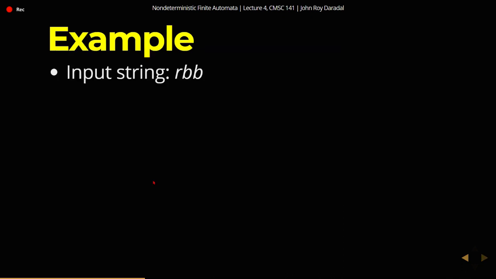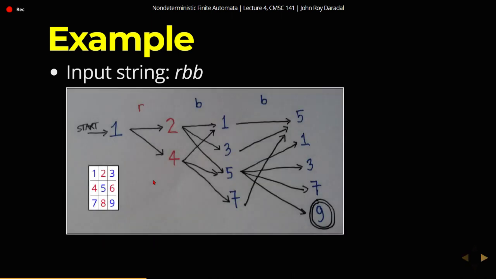Okay, so given this, what if our input string was red, blue, blue? Will we reach the, what do you call this, the goal state? Okay, so let's start at 1 because this is our start state. On red, 1 could go to 2 or 4. So currently, we are now in 2 or in 4. Now, in these states, if we take the next input symbol, which is blue, 2 on a blue will go to 1, 3, or 5. So 1, 3, or 5.